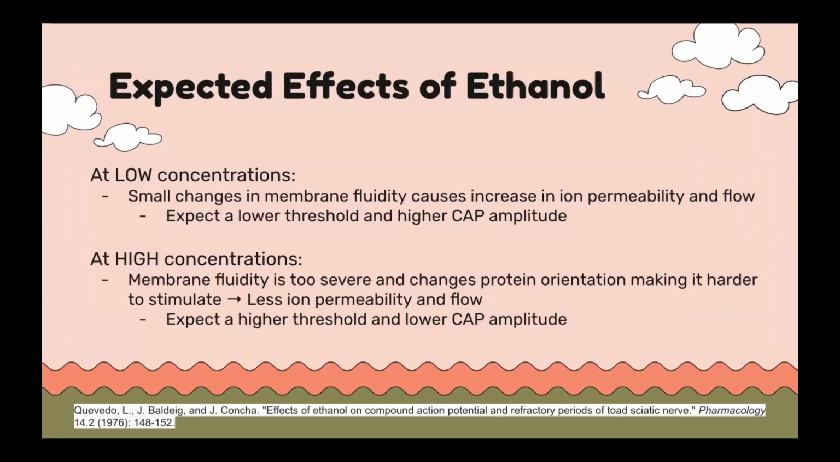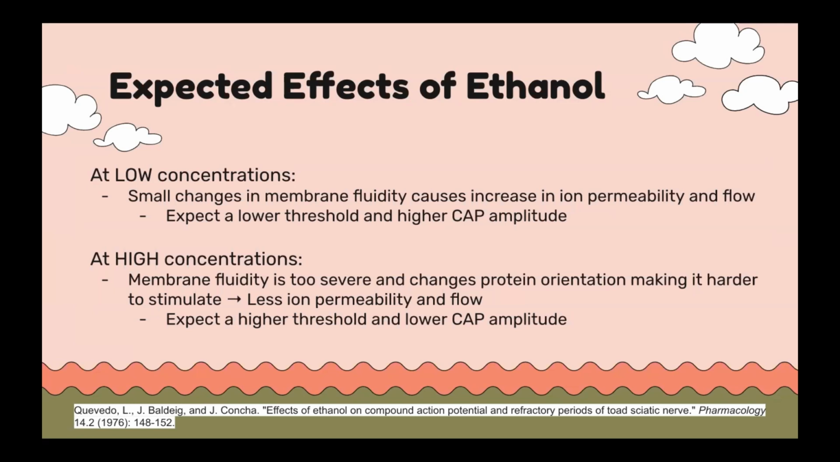At low concentrations of ethanol, it only slightly changes the membrane's fluidity. This causes the protein channels to increase their flow of ions, so we expect more sodium coming into the cell from the voltage-gated sodium channels. This causes a lower threshold and a higher CAP amplitude.